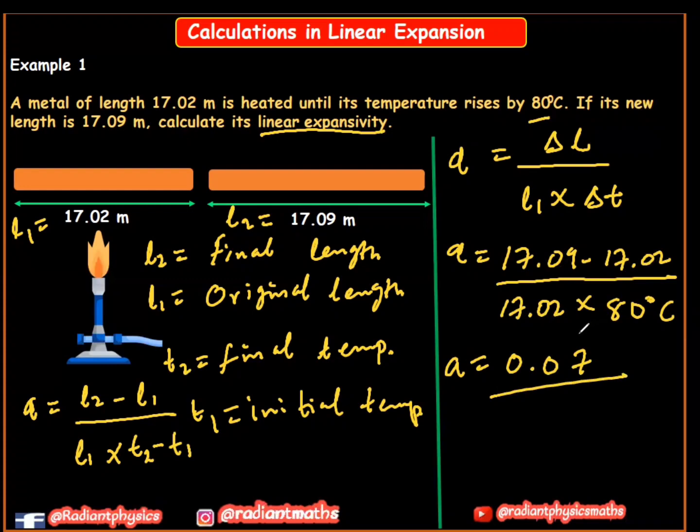17.02 times 80. From the calculator, we are having 1361.6. And then if we further divide this by this, we are having 5.14 times 10 raised to the power of minus 5, and the unit is going to be per Kelvin. So this is how to calculate the linear expansion of a material.